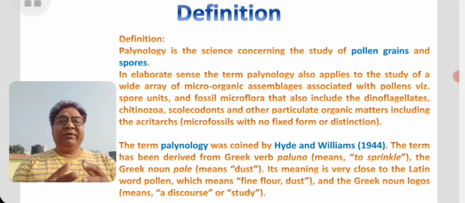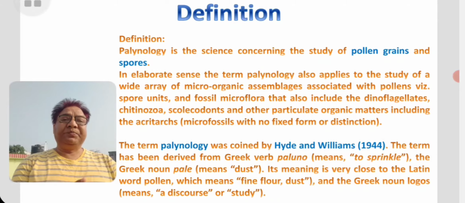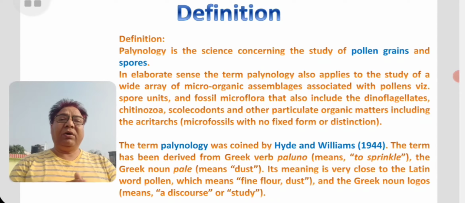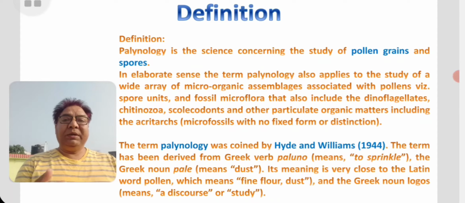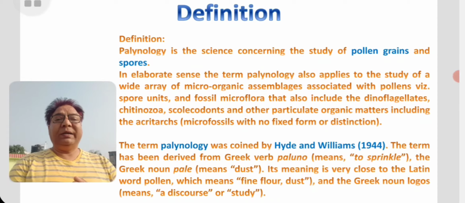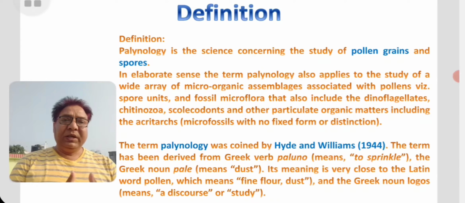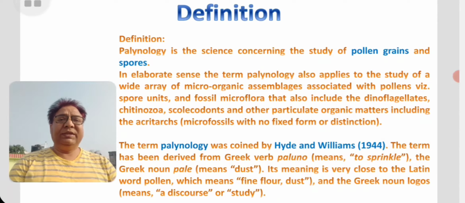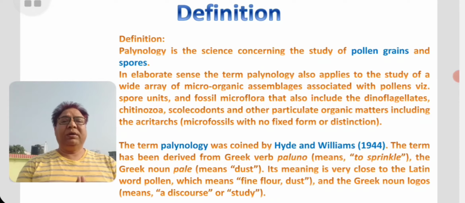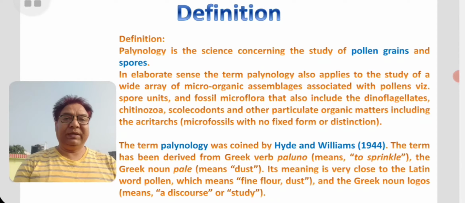Scolecodonts, for example, are the chitinous part of the wall of the annelids, and they come under the microscope. The small fragments of that are also included in palynology. But in the strict sense, it should be a study of pollen grains and spores specifically.